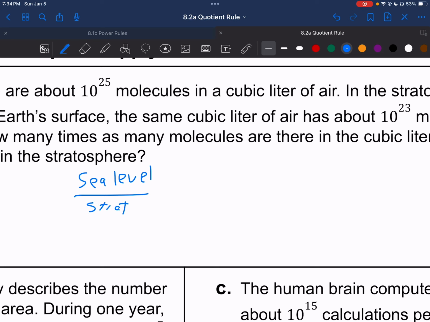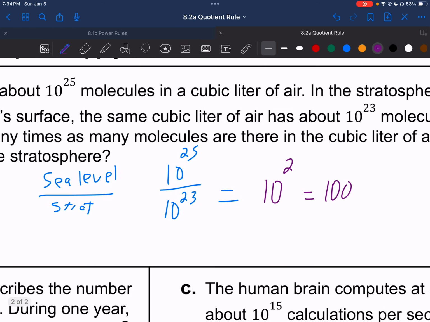All right, so sea level over stratosphere. So 10 to the 25th over 10 to the 23rd. Well, how many do we have there, right? We got 10 to the 25th over 10 to the 23rd. We subtract that exponent and we get 10 squared. 25 minus 23 is 2. And when we do 10 squared, we get 100.